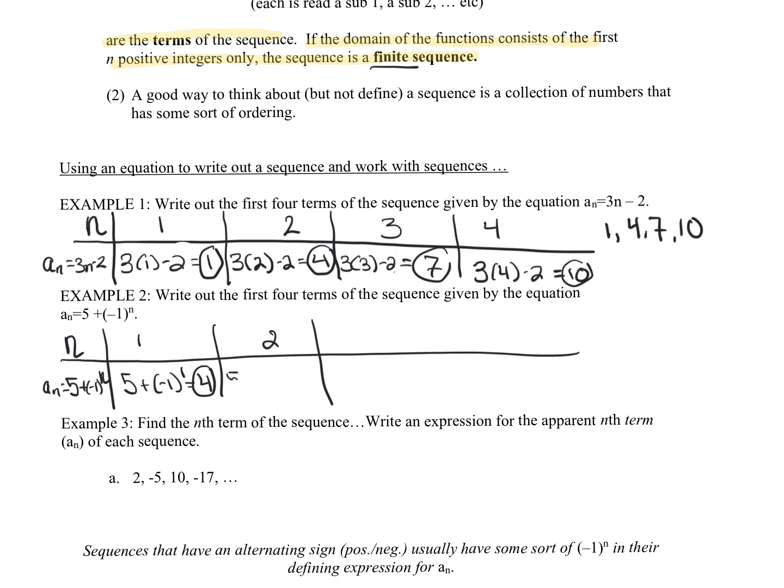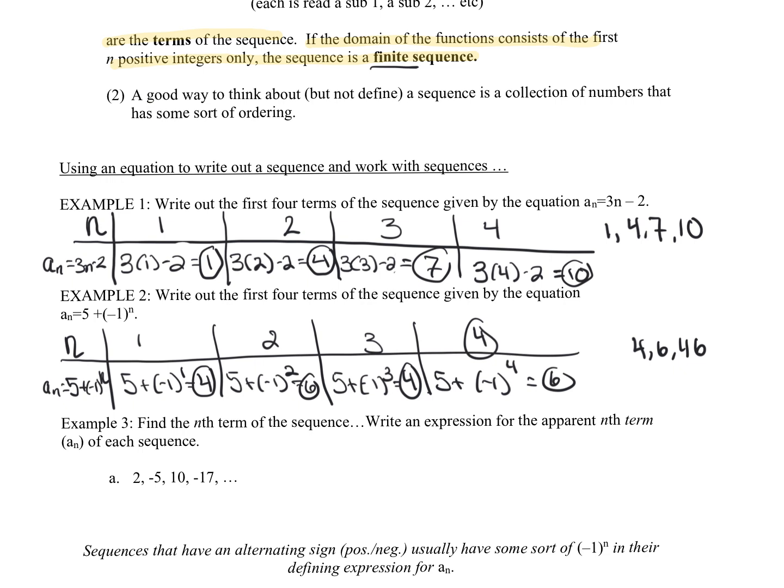Second term, 5 plus negative 1 squared. Negative 1 squared is 1. 5 plus 1 is 6. My second term is 6. Third term is 5 plus negative 1 to the third. Negative 1 to the third is negative 1, plus 5 is 4. Fourth term is 5 plus negative 1 to the fourth. Negative 1 to the fourth is a positive 1. 5 plus 1 is 6. So my sequence would be 4, 6, 4, 6. This is called an alternating sequence because it goes back and forth, back and forth.